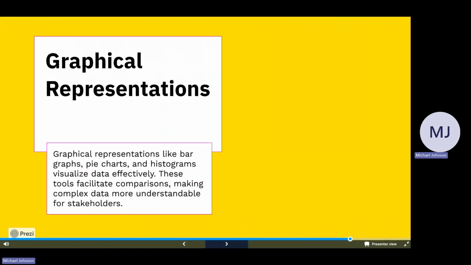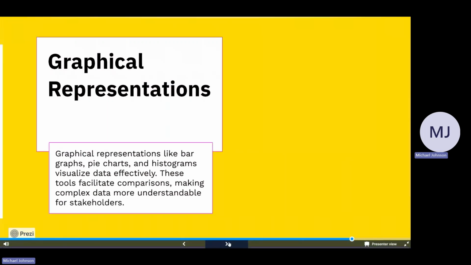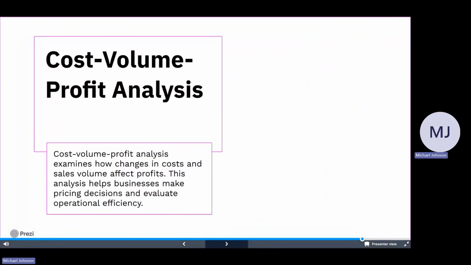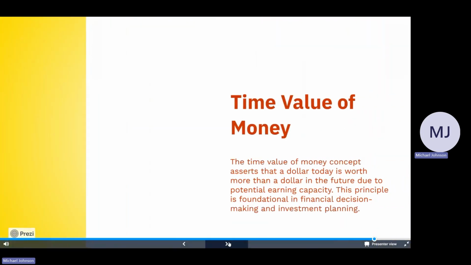Graphical representations like bar charts, pie charts, and histograms visualize data effectively. These tools facilitate comparisons, making complex data more understandable for stakeholders. Cost volume profit analysis examines how changes in cost and sales volume affect profits. This analysis helps businesses make pricing decisions and evaluate operational efficiency.